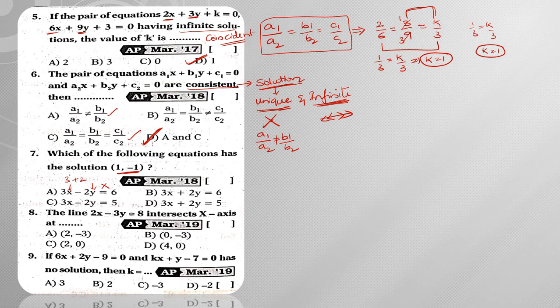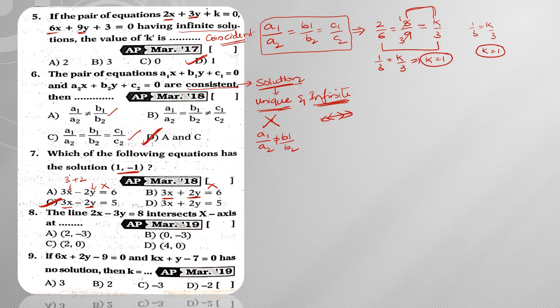Next, here this becomes 3 and this becomes minus 2. So 3 minus 2 is 1, which is not equal to 6. Next, 3 plus 2. So here this is 3, minus of minus 2 is plus 2. So 3 plus 2 is equal to 5 is my answer, right? So option C will satisfy the given equation.